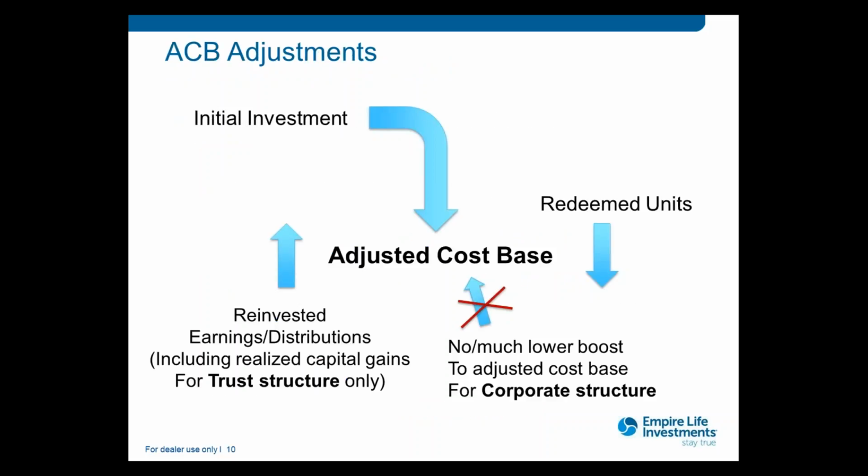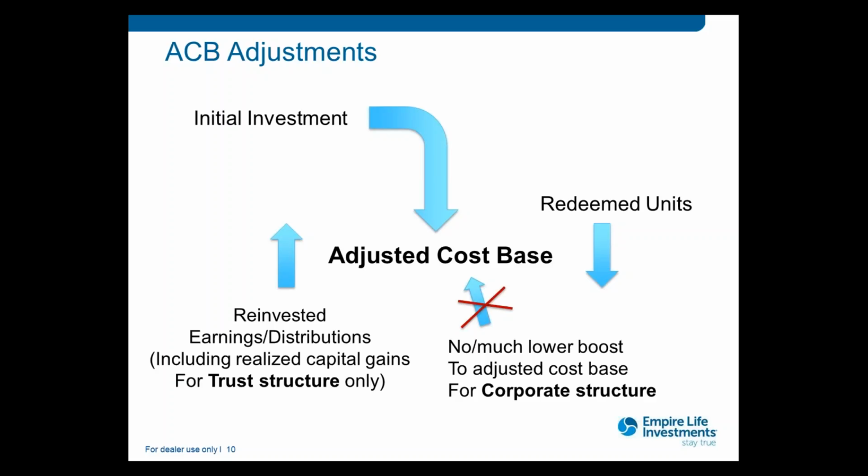So let's look at an example of a schematic again of how that works. So your initial investment will actually represent the adjusted cost base of the contract, and every time you put money into a contract, it increases the adjusted cost base. When earnings are generated from that contract, including realized capital gains, and they're automatically put back in the contract for trust structures, mutual fund structures, it increases the adjusted cost base. When you redeem units, you're actually taking money out of the contract, that actually reduces the adjusted cost base.